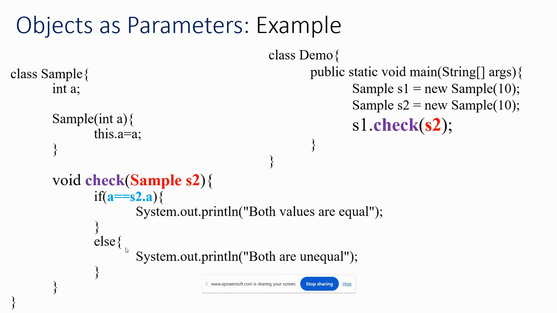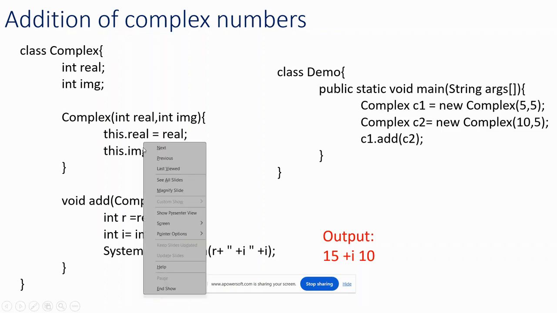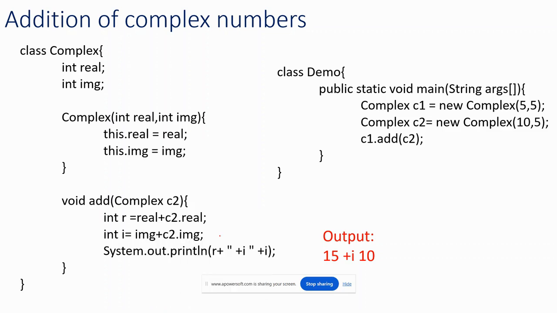So one more example is addition of complex numbers. See this example. We have a class Complex with two variables, real and imaginary, and we have a two parameterized constructor. In the previous example, we had one parameterized constructor. Both the variables are the same. I have used the this keyword to initialize the values, and we have an add method, with a return type and method name. Inside the parameter list, we have passed the object as parameter.